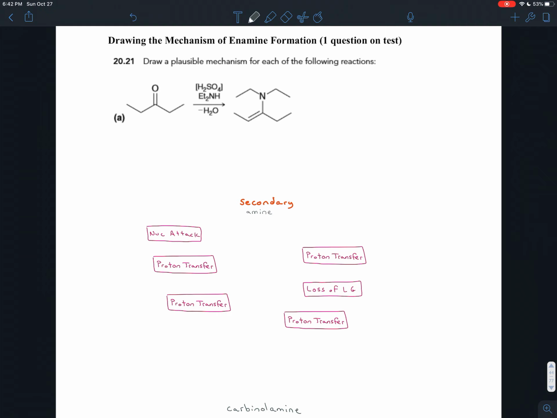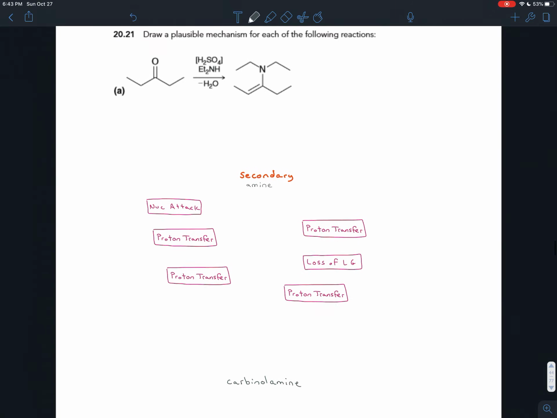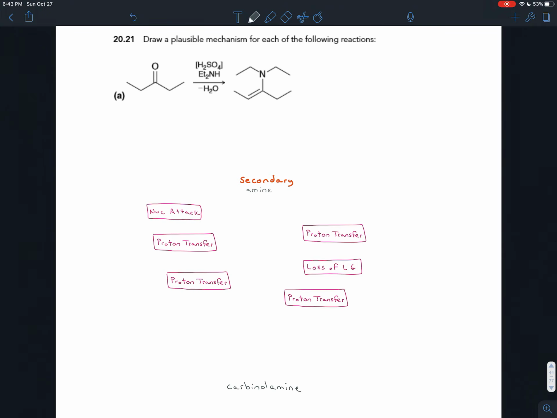We'll start off with this first mechanism here, and you can see we have an enamine here, a double bond, and with an amine coming off of it. So we're forming that double bond, and you'll notice that the amine that we use to form that is a secondary amine. It has two carbon chains coming off of it. So let's fill in this table. This is the same exact table as we used for imine formation. We want to draw in our ketone or our aldehyde. We want to draw in the enamine that we're going to form.